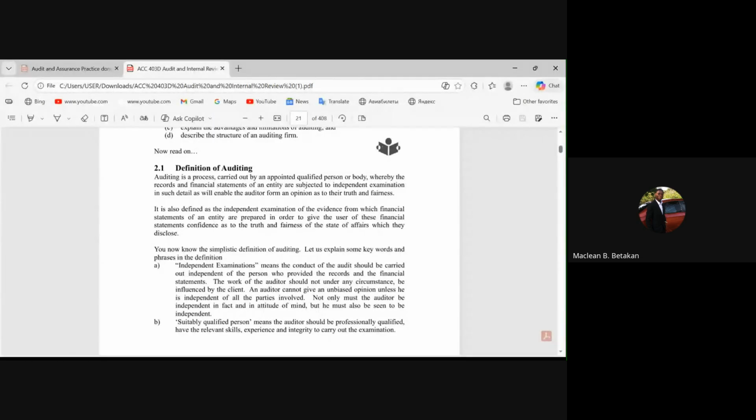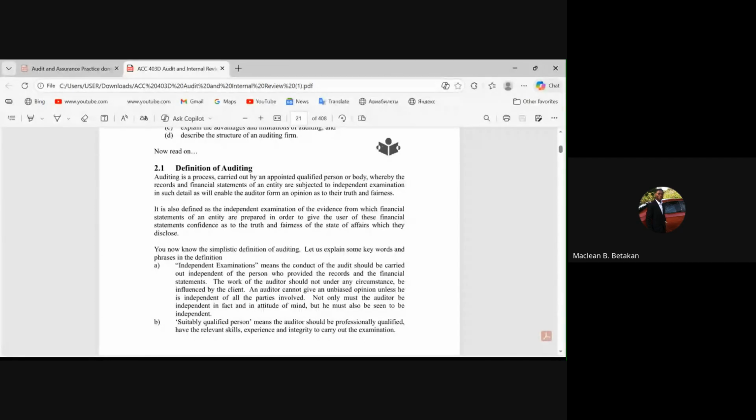So this is a process, of course, that should be carried out by a qualified person or an independent person. And the role of that independent person is to examine the records and financial statements. Now, you know financial statements, right? There are 5. And records.